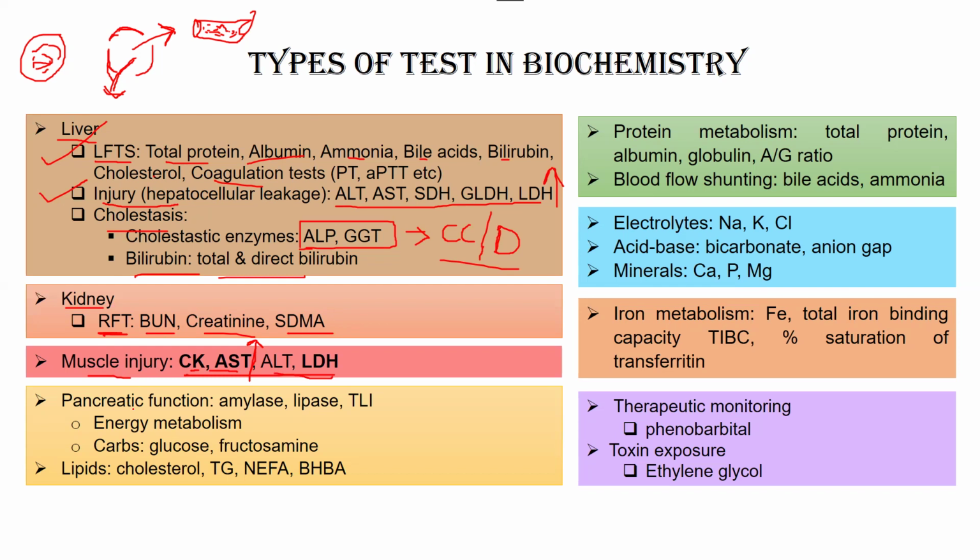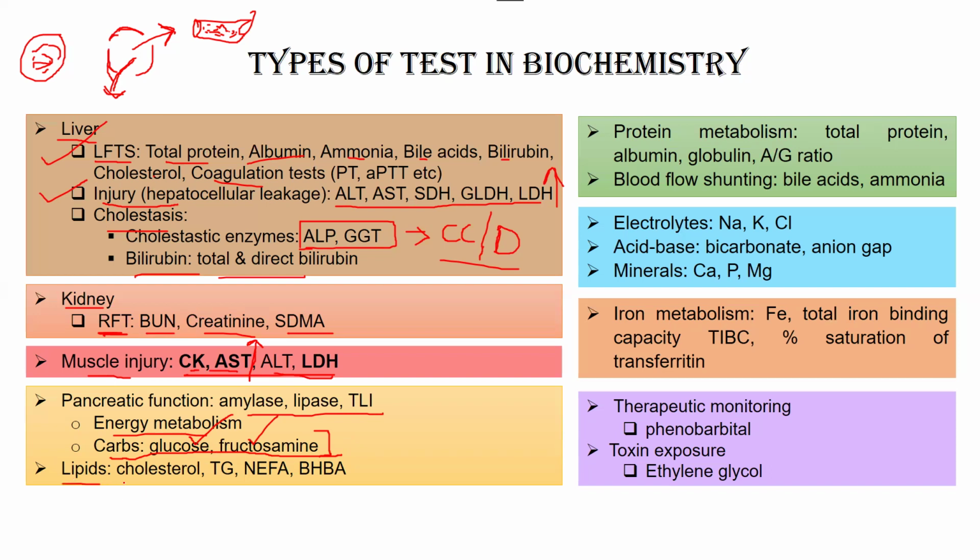Then, in order to see pancreatic functions, we have amylase, lipase, or TLI. These are being measured. They also tell us whether energy metabolism is going right or wrong. And for that, we can measure carbohydrates like glucose or fructosamine in the blood. And they not only tell this, but also they detect many of the endocrine issues like diabetes mellitus. It's being judged by glucose and fructosamine. How they are being judged, we will see that detail when we will study these tests.